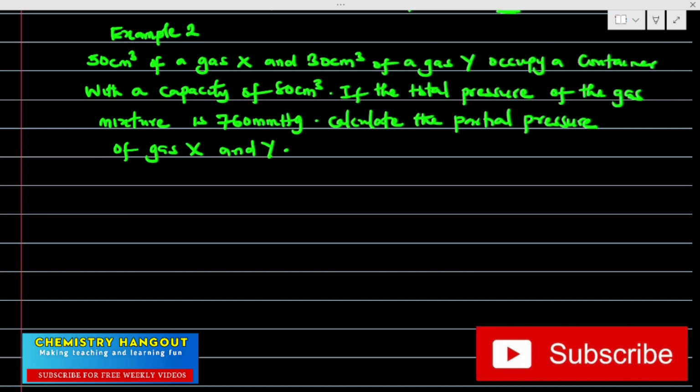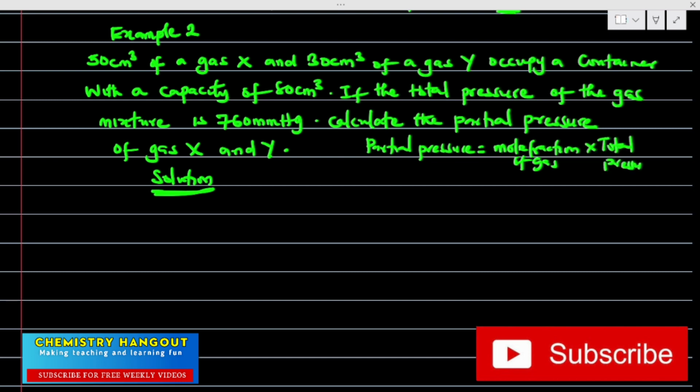Okay, let's look at this particular question. Let's have this in our mind, very important. We have already established that if we are looking for partial pressure, it will be the mole fraction of the gas times the total pressure. We have established that fact already. But if you look at this, they didn't give us a value to calculate the mole fraction, but we can get the volume fraction of the gas.